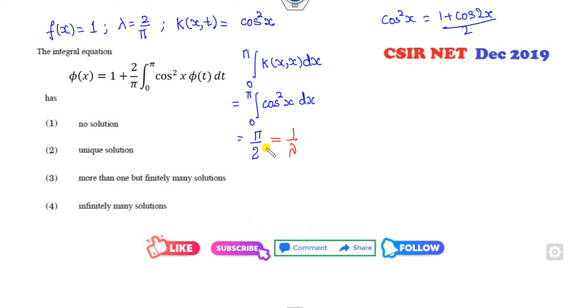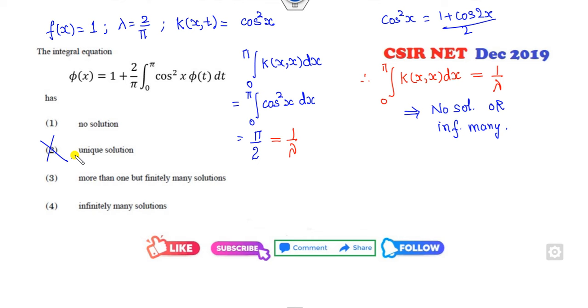So what does it mean? Integral from a to b of K(x, x) dx is equal to 1 over lambda. It means it has either no solution or infinitely many solutions. So that means unique solution will be cancelled out. Unique solution only when this is not equal to 1 over lambda. More than 1 but finitely many, that option is also cancelled.